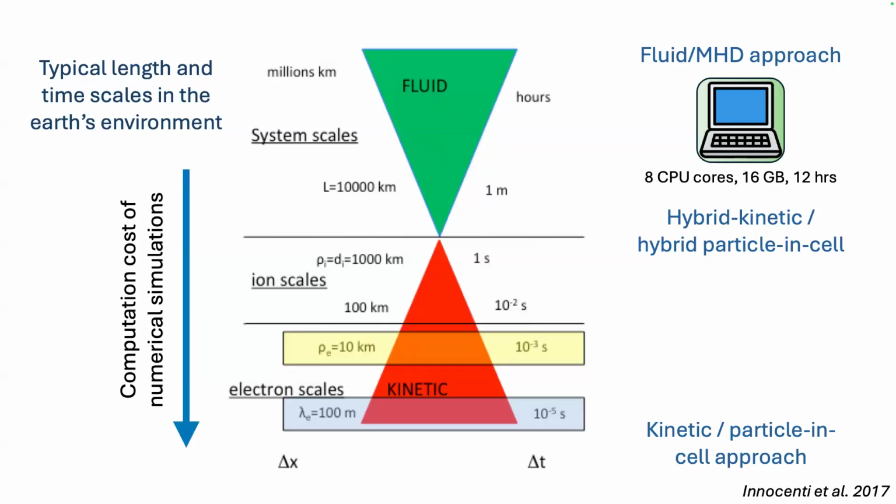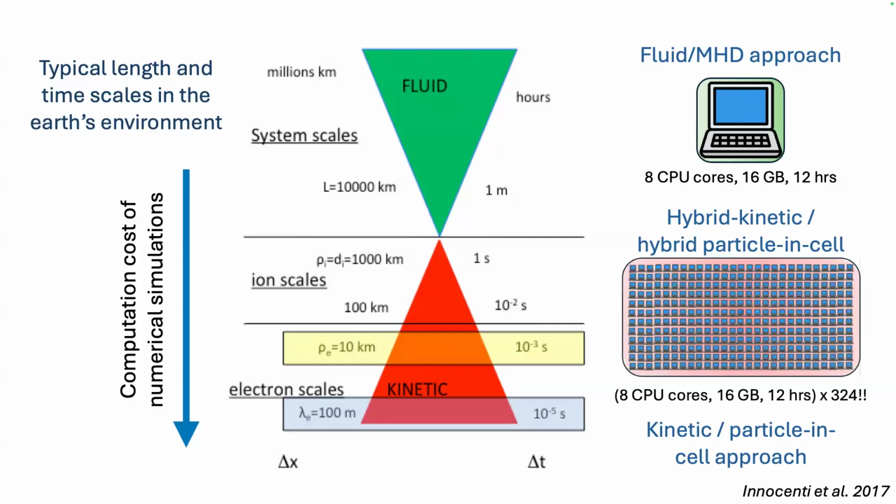So to give a sense of how computationally expensive this is, we can do fluid codes on our computers now. It would take 12 hours on a very normal computer these days. But if you were to do a very similar problem with a hybrid kinetic code, this is how many computers that would be. So it's crazy. You have to find 300 friends and ask them to give you their computers, at risk of destroying some of their computers. So this is why we need supercomputers to do these kinds of problems.